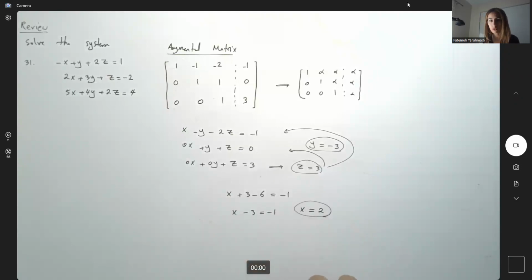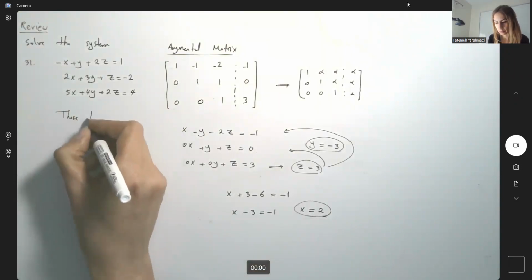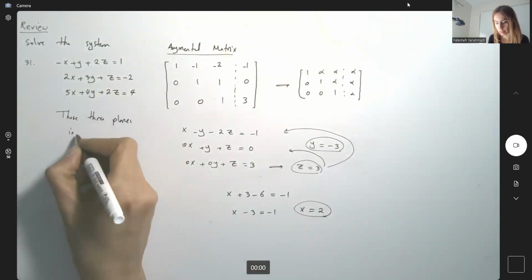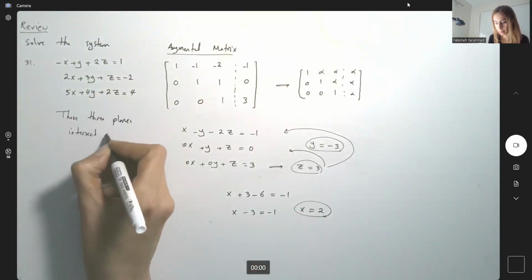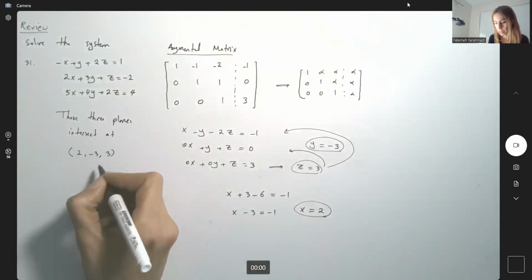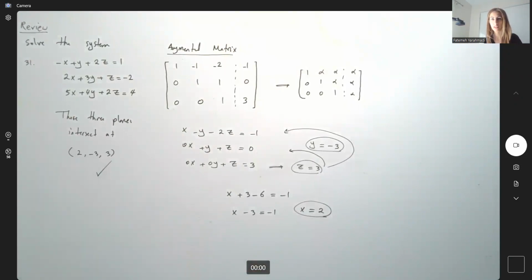So the solution for the system is that these three planes intersect at 2, -3, and 3. You can use Desmos or other websites and actually check the solution visually.